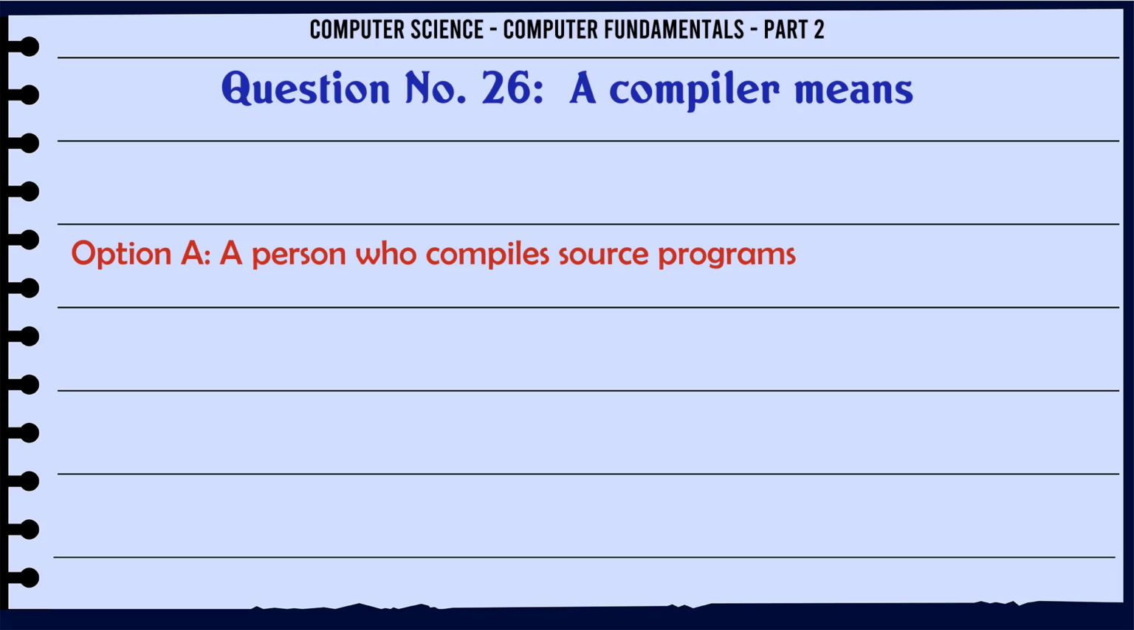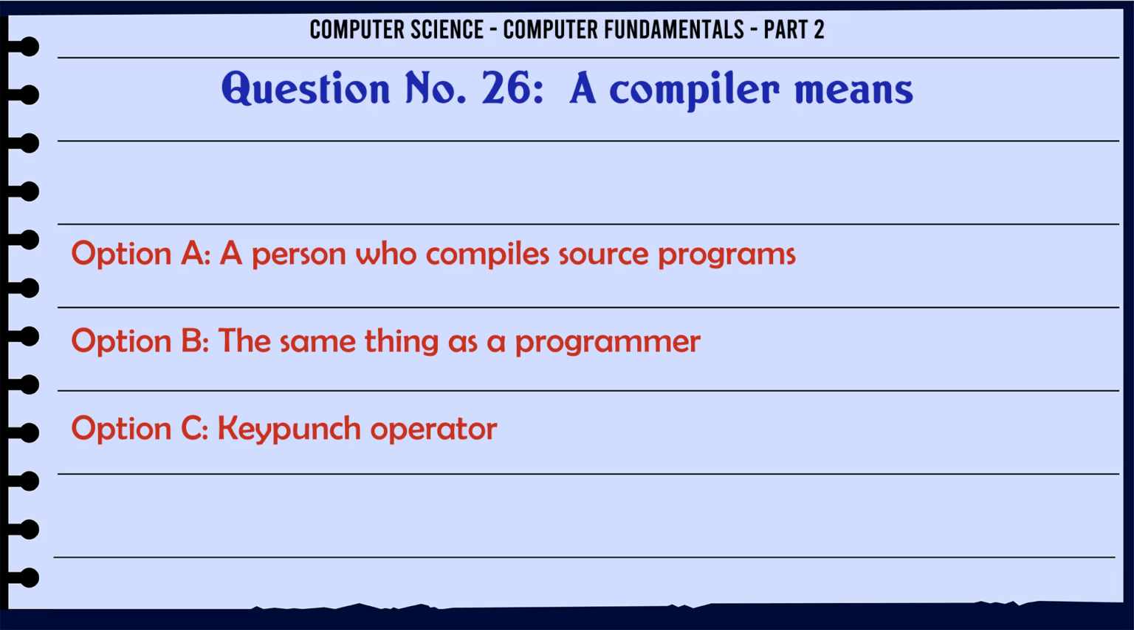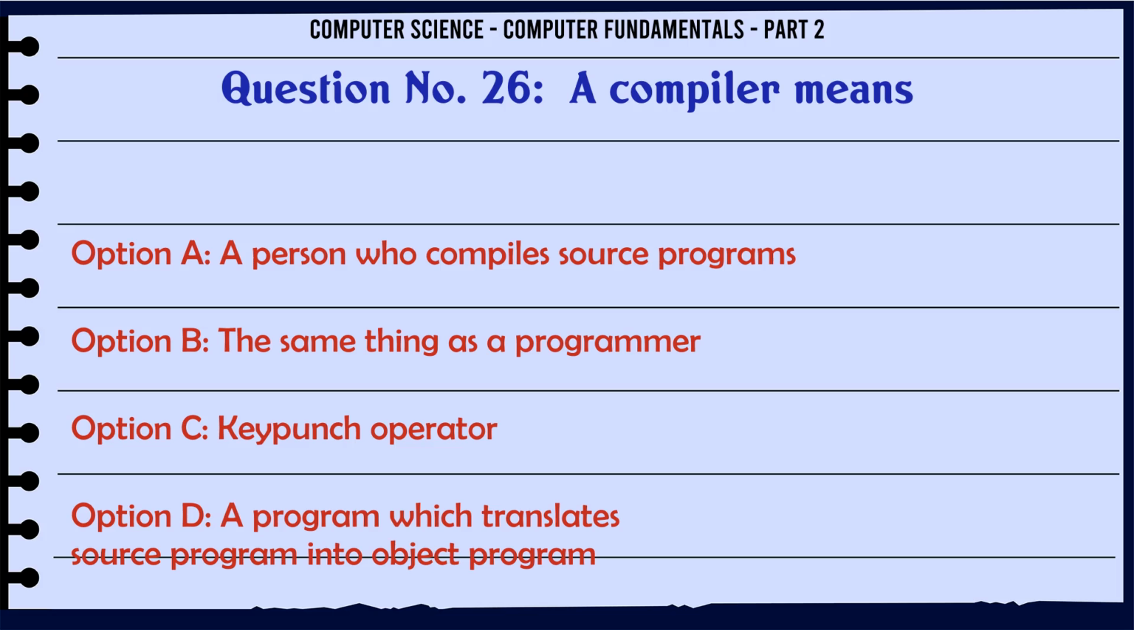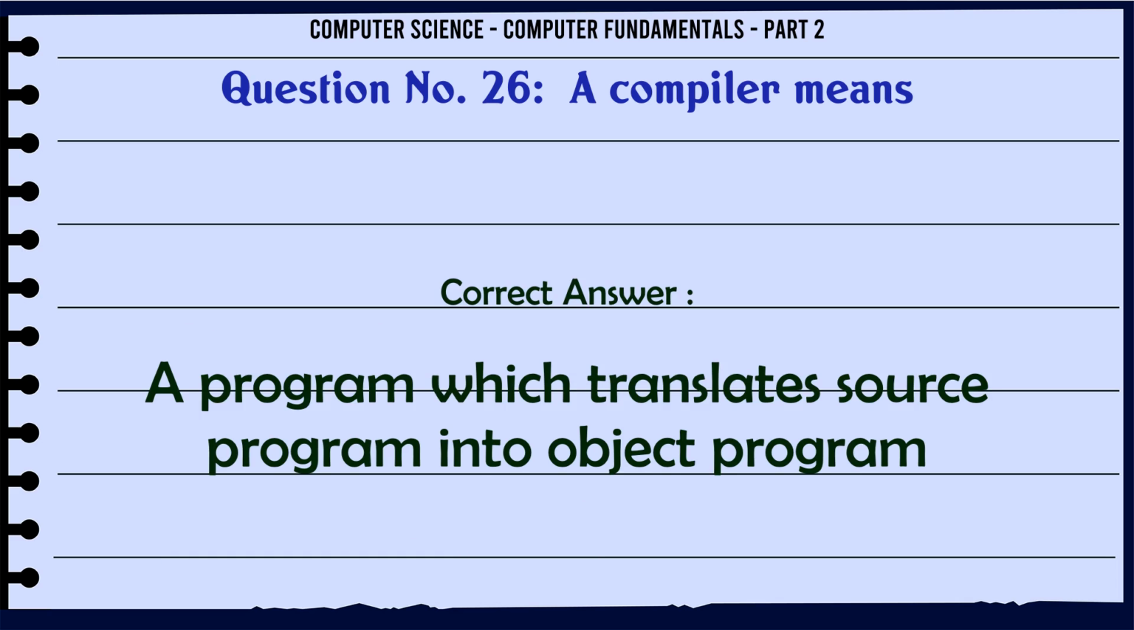A compiler means A. A person who compiles source programs, B. The same thing as a programmer, C. Keypunch operator, D. A program which translates source program into object program. The correct answer is a program which translates source program into object program.